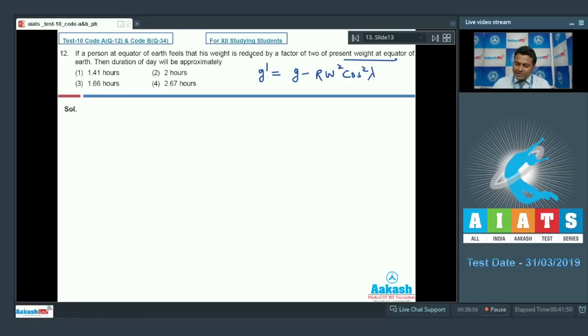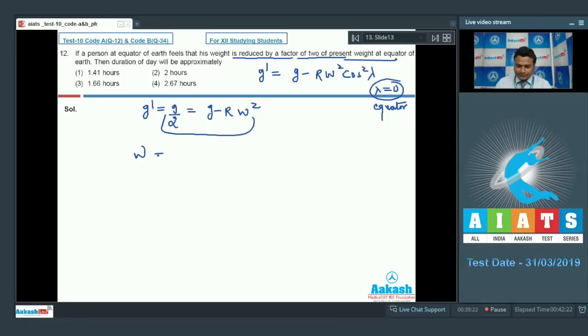In the question it is clearly mentioned that weight is reduced by a factor of 2, means g dash is g by 2. For the equator, lambda will be 0. The equation can be written further, g by 2 equals g minus r omega square cos square 0, which is obviously 1. So from here, after solving, we get the value of omega as under root g divided by 2r.